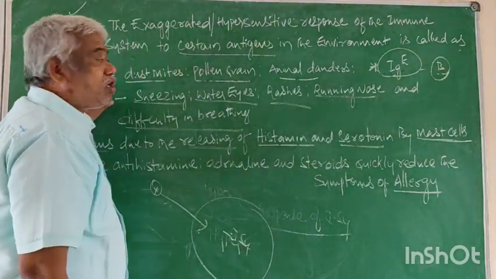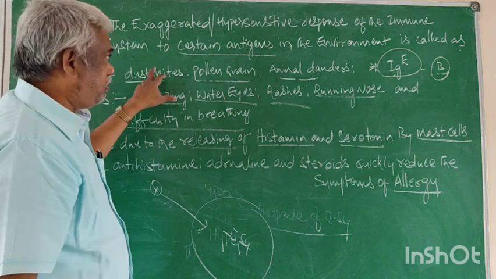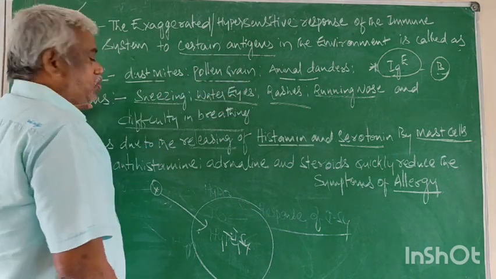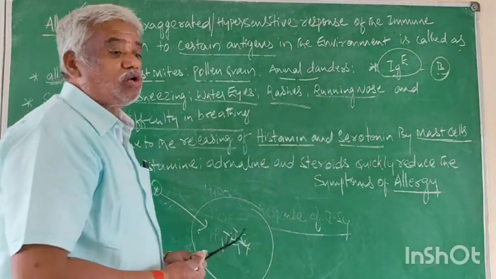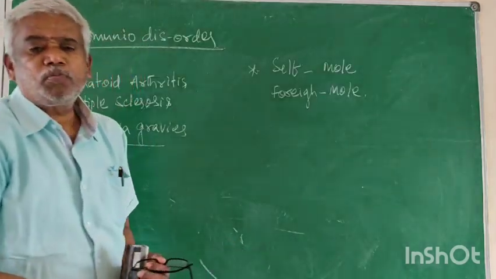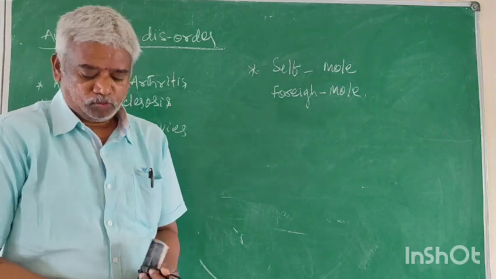Now allergen causes antigens. Maybe it is 3. That is called as allergy. These are the symptoms. Now these are the drugs. Now come to the autoimmune disorder. Now another small topic, very important.